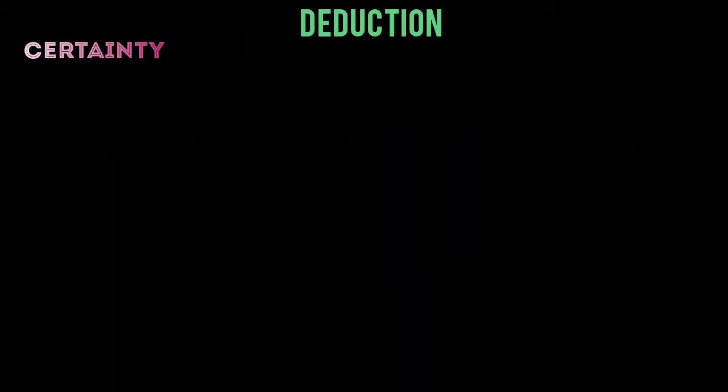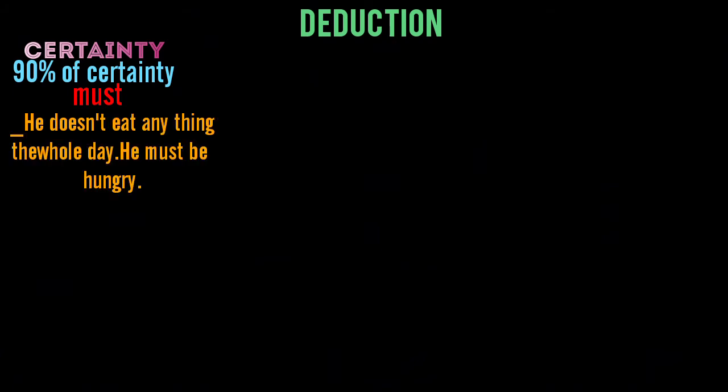To express certainty in the present or in the future, we use must, which means 100% certainty. Example: he doesn't eat anything the whole day. He must be hungry. To express certainty in the past, we use must have plus the past participle of the verb when we are sure that something has happened in the past.